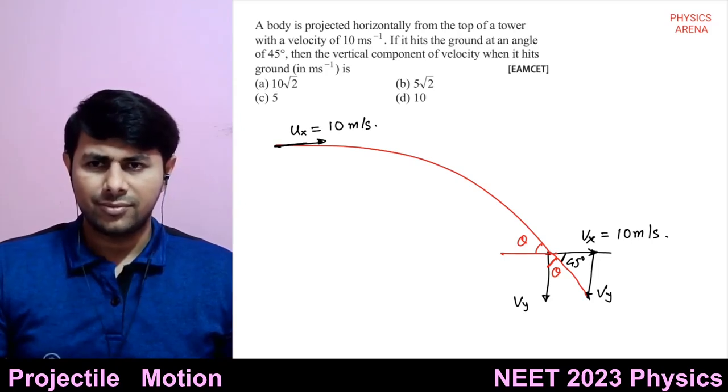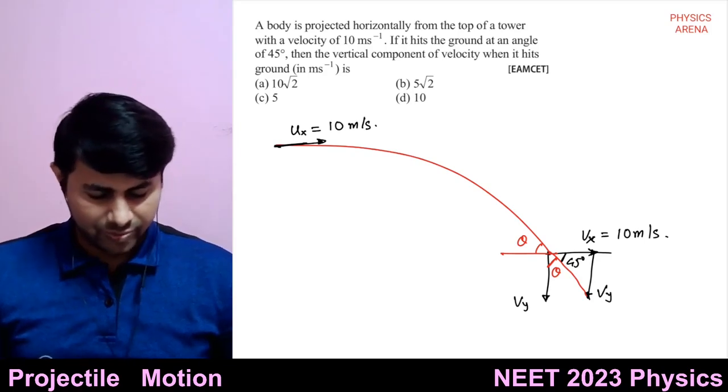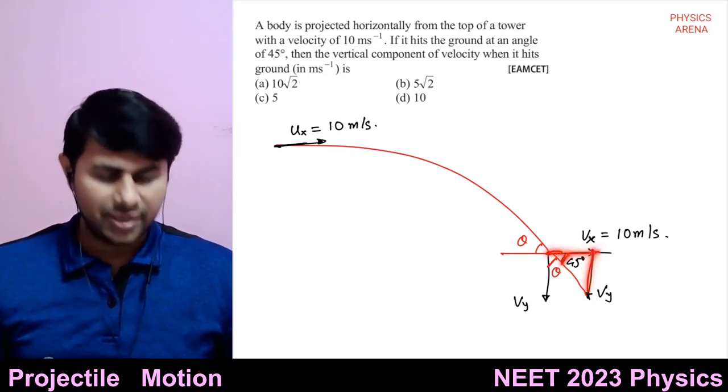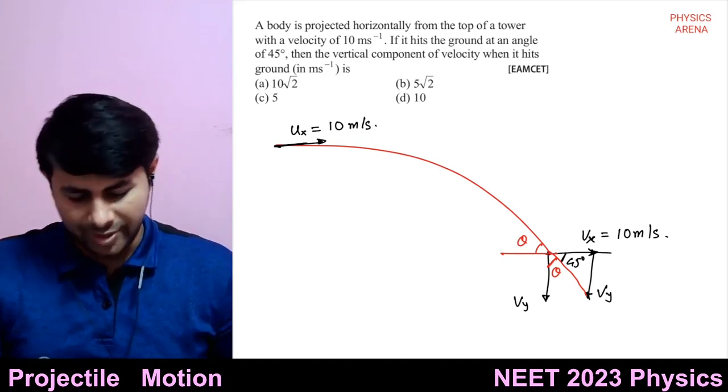Tan 45 is equal. If you have 45 degrees, then these two sides of the triangle are equal, right? Yes, sir. 10 meters per second. 10 meters per second is the answer.